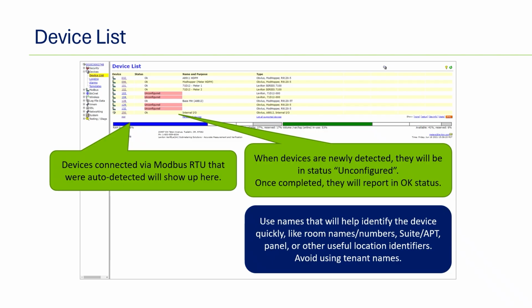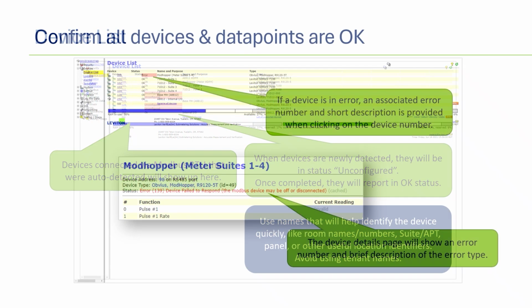You should name the meters and data points from pulse meters using identifiers with site information that does not change. For example, room names or numbers, addresses, suite or apartment numbers, a panel name, or perhaps a specific device load name.